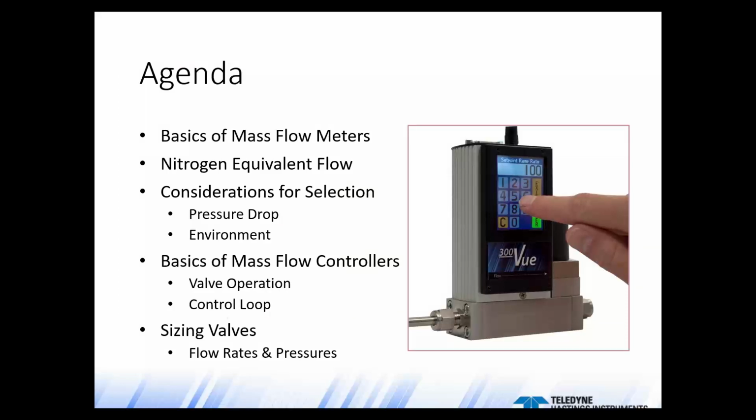We're going to start the webinar with a quick review of the basics of a thermal mass flow meter. We will introduce each of the key components so we can understand how we build up the instrument and get the sizing right. We're going to introduce the idea of nitrogen equivalent flow and how we use that number to give us the correct gas line size, flow instrument body, fittings. We'll also discuss some of the other considerations for selection of a thermal mass flow meter.